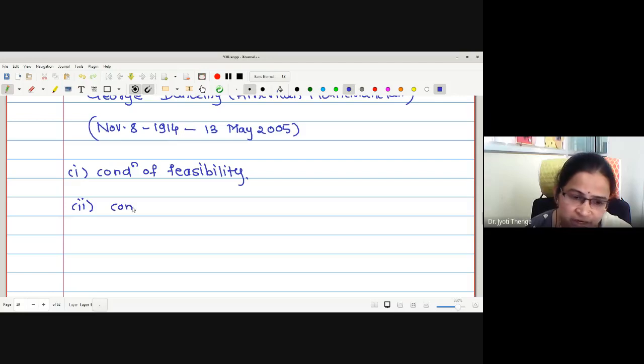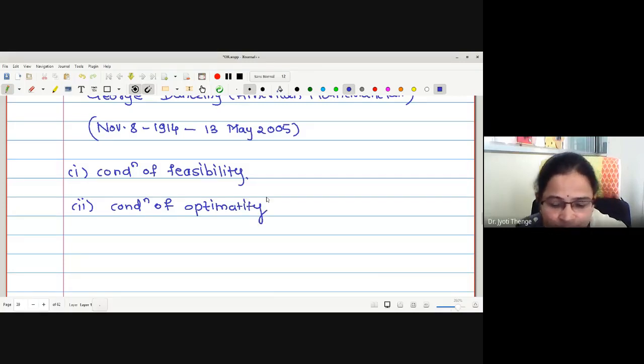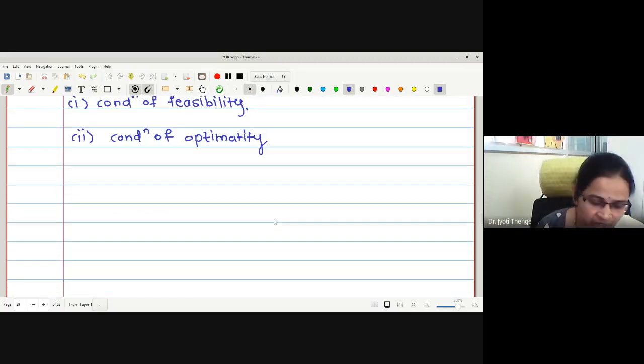And the second is the condition of optimality. This condition of optimality guarantees only better solutions will be encountered. That is, if we move on by using the iterations, then optimality gets improved. Whatever value we have obtained in the first stage will be improved in the second stage. Okay, let me write the simplex algorithm first.